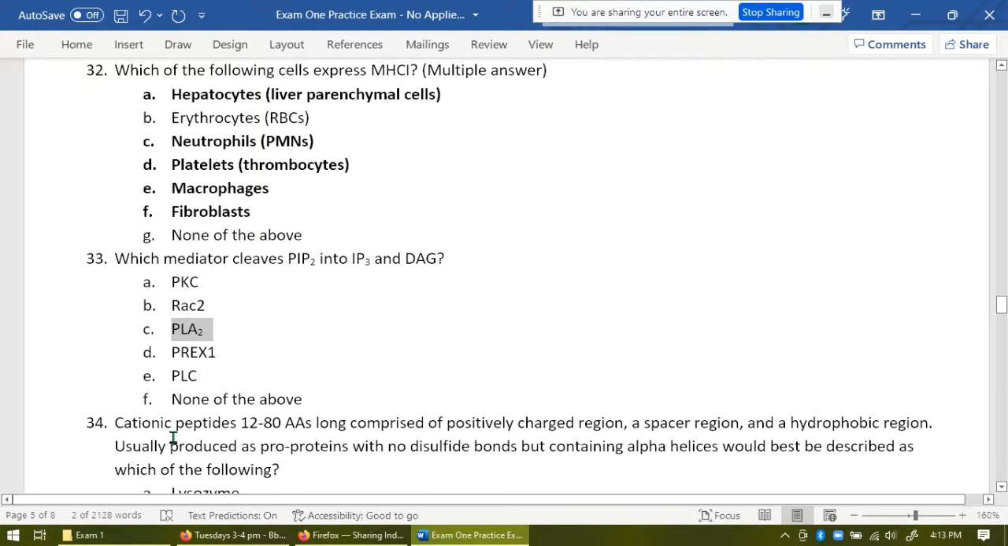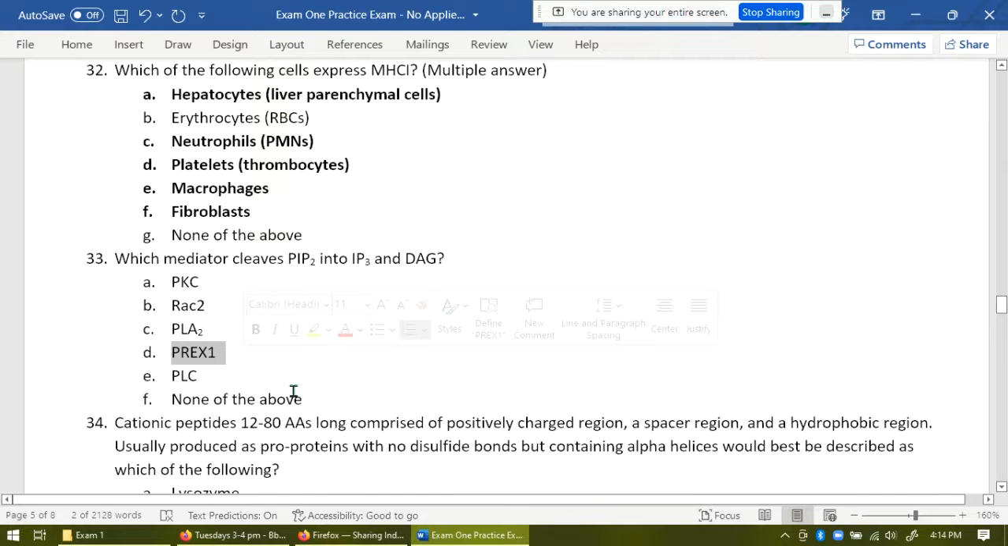Phospholipase A2. Well, you think, well, it's a phospholipase. Maybe it cleaves PIP2. PIP2 is a membrane lipid. The answer is no. Phospholipase A2 cleaves arachidonic acid from the membrane. How are you going to remember that? It's a phospholipase. It cleaves membrane lipids that start with the letter A. Arachidonic acid starts with an A, right? Phospholipase A2 cleaves arachidonic acid from the membrane lipids.